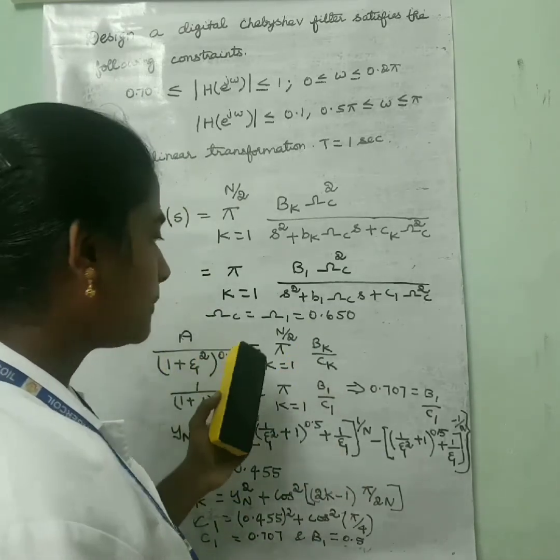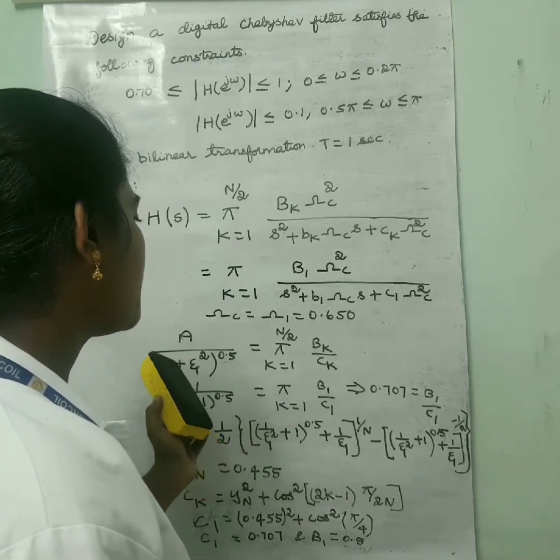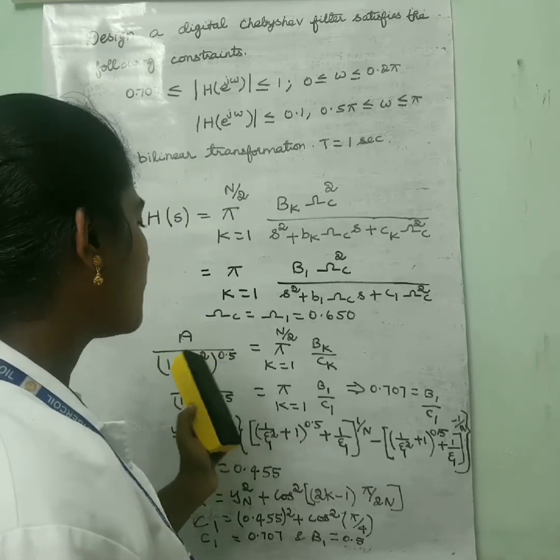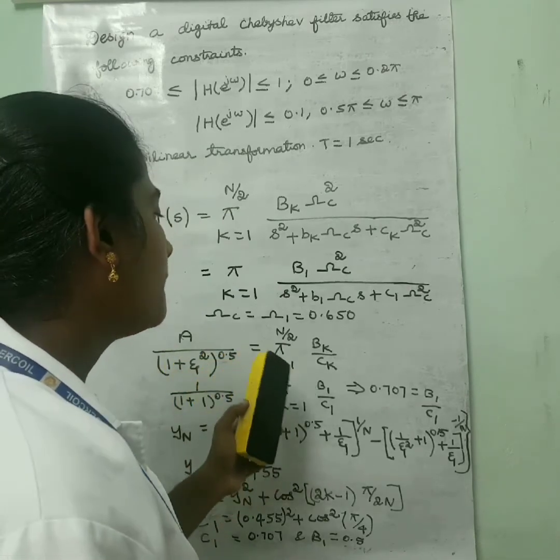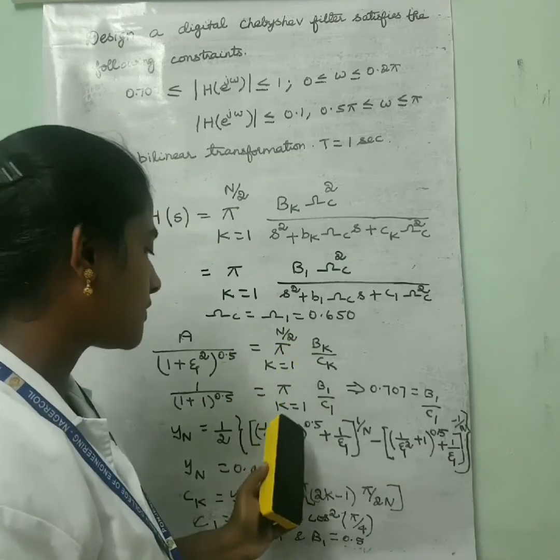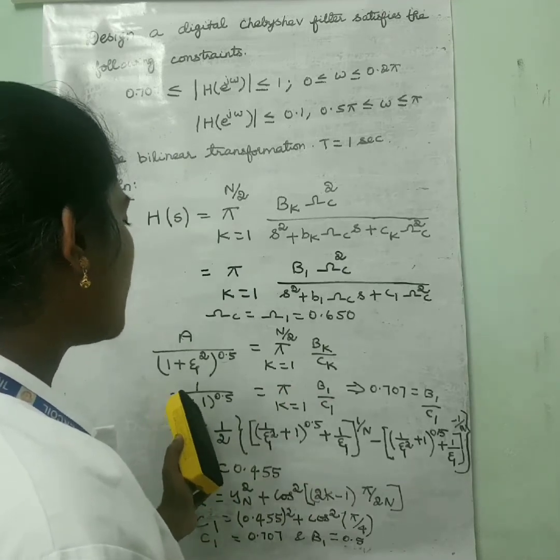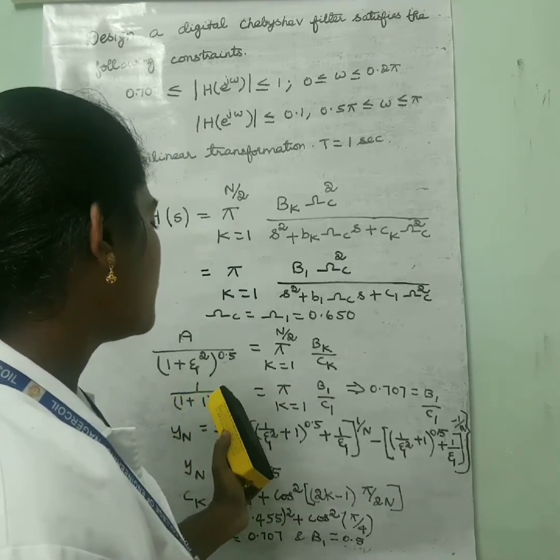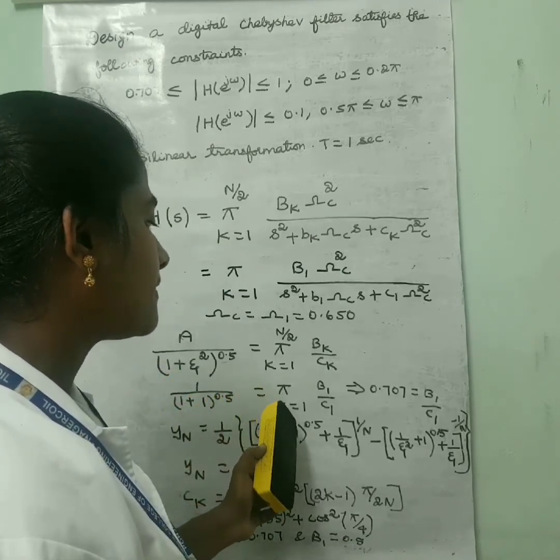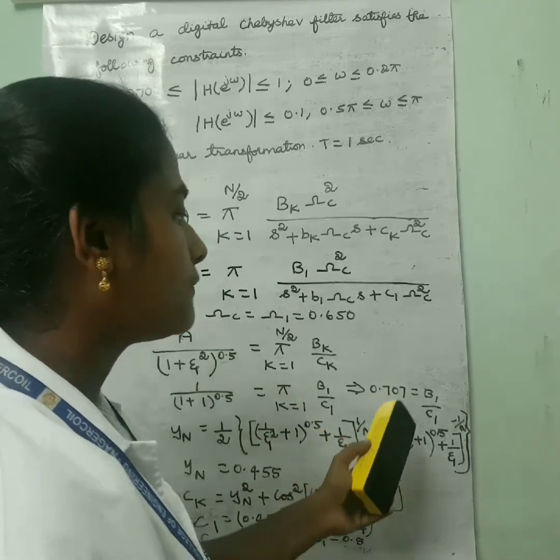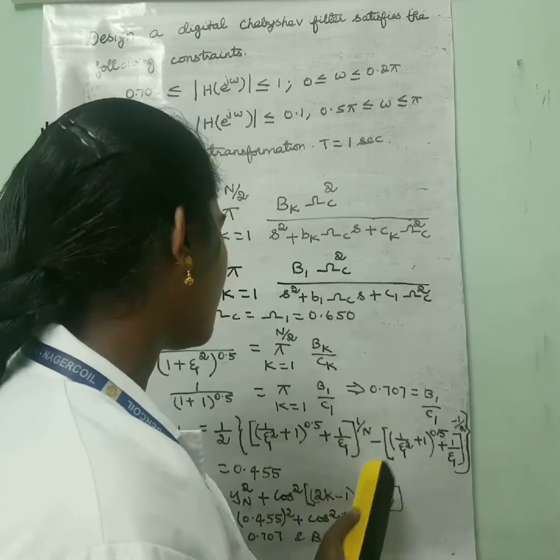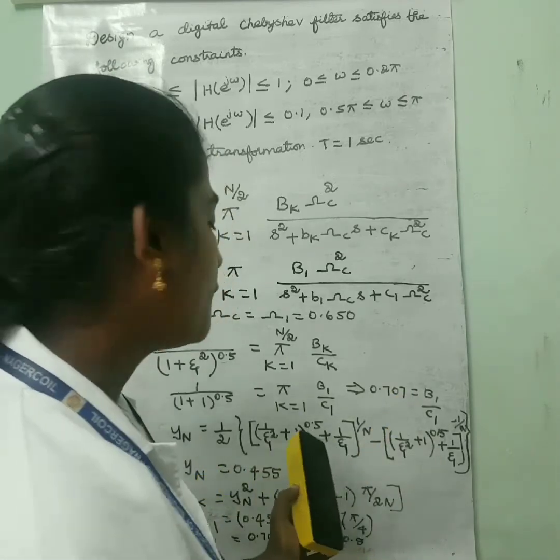Next we have to find the parameters bk and ck. Substitute the values in the given formula, that is a divided by 1 plus epsilon square, the whole power 0.5, is equal to product k equal to 1 to n by 2 of bk divided by ck. Substitute the values, so you will get 1 by 1 plus 1 in power 0.5, that is epsilon value is 1, then that is equal to product k equal to 1 of b1 by c1. So the ratio of b1 divided by c1 is 0.707.